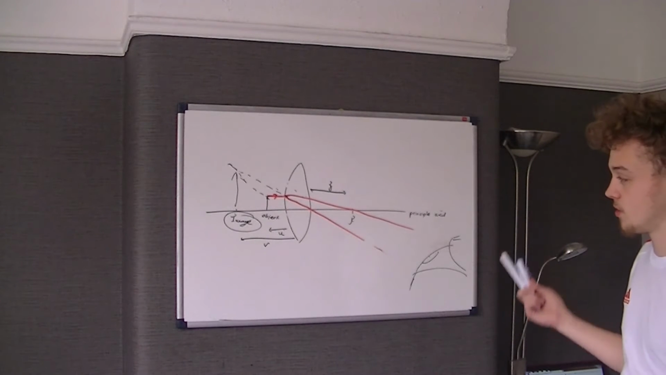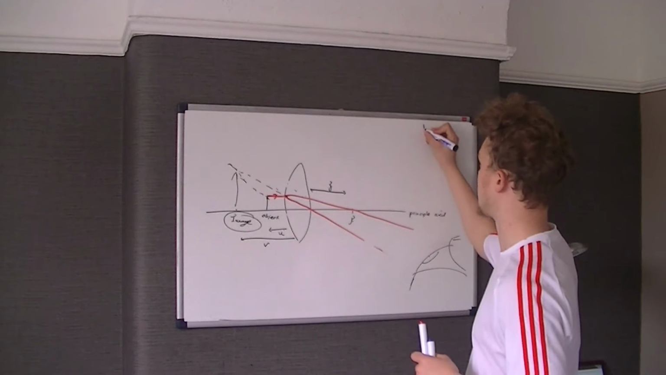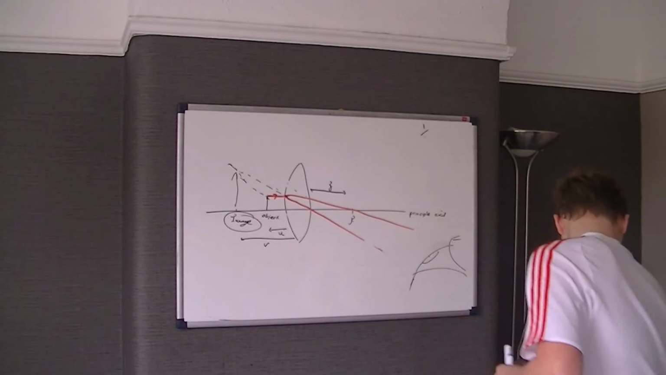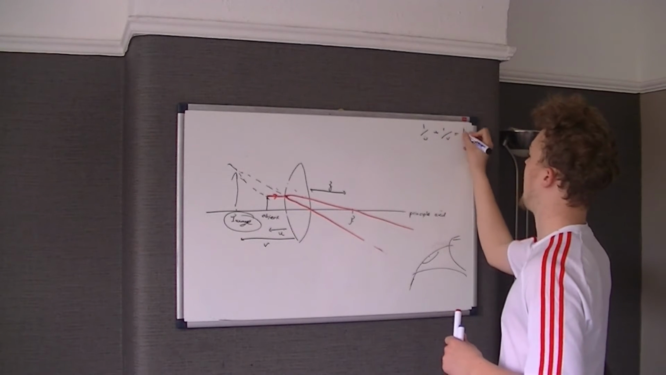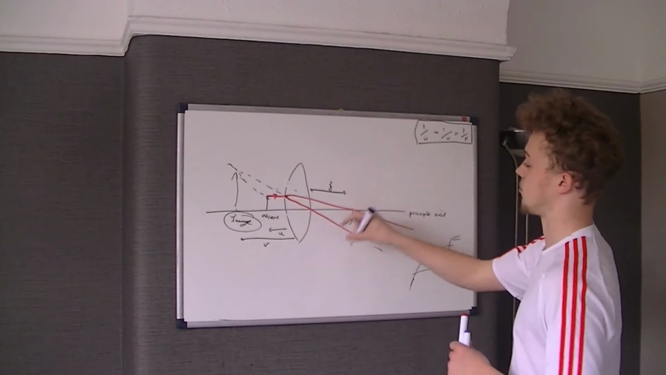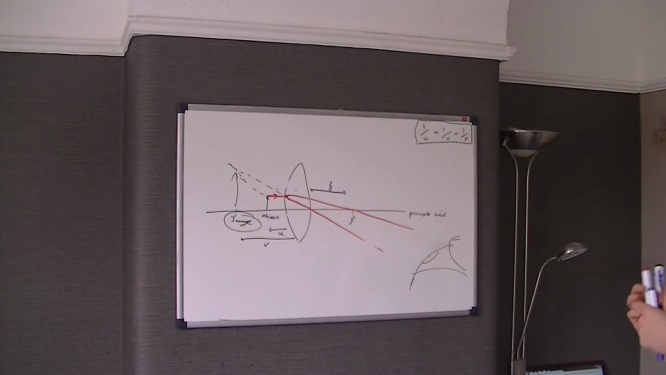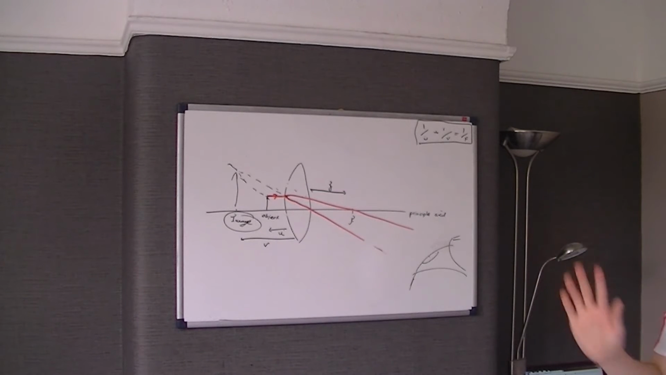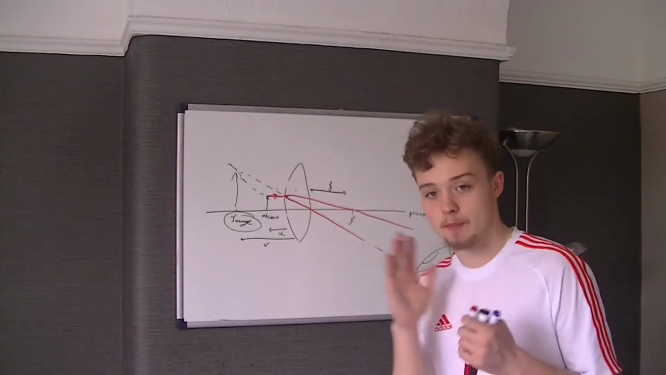Because we're going to come up with a few formulas. The first one you should be familiar with is 1 over u plus 1 over v is equal to 1 over f, f being the focal length. u is the distance from the convex lens to the object, positive on the left hand side of the lens, and v is the distance from the convex lens to the image. But there are a couple of things we can say about this image.